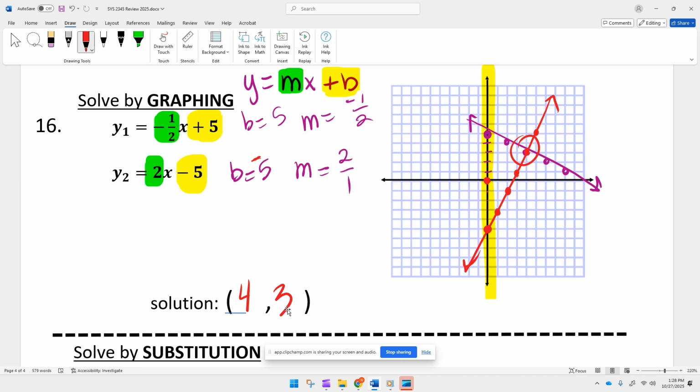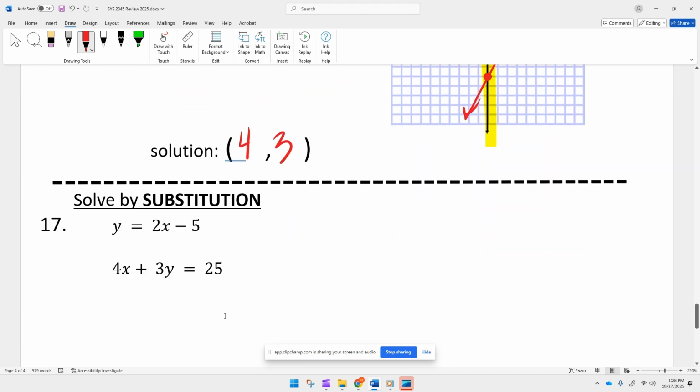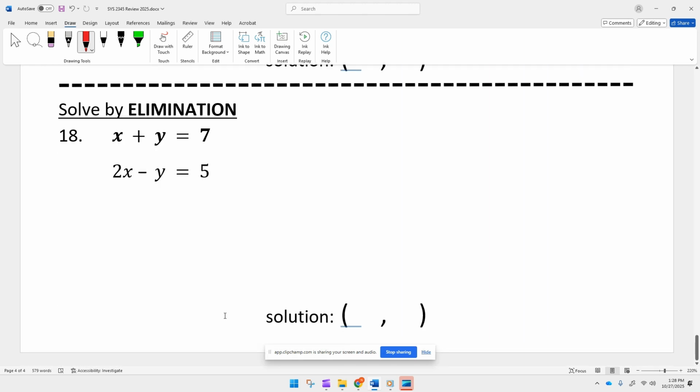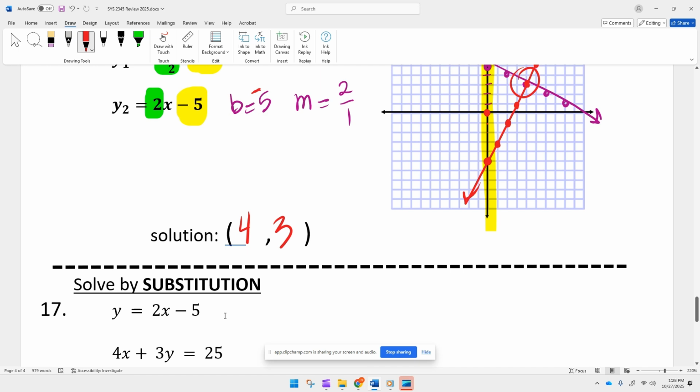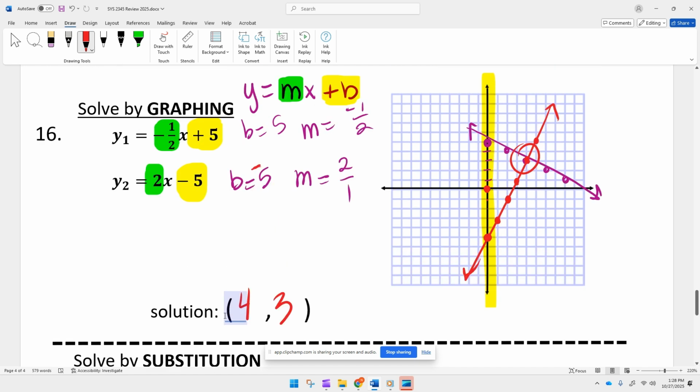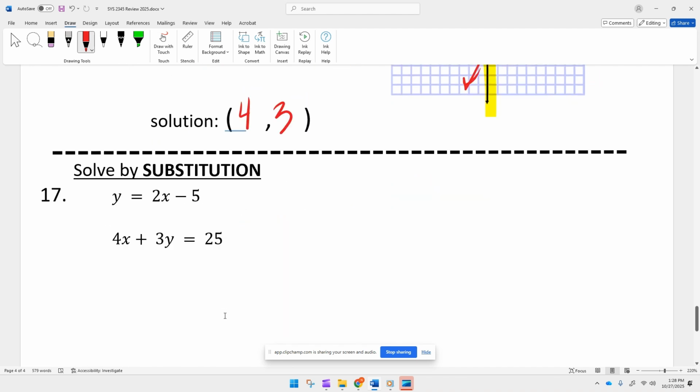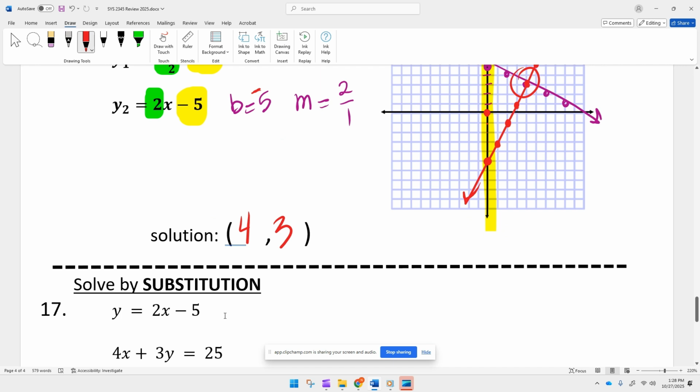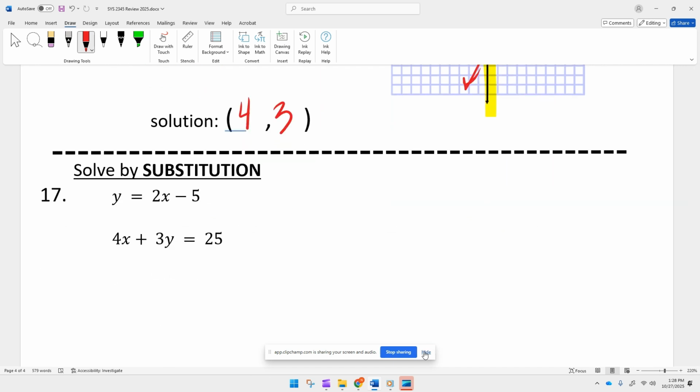All right. The rest of the questions, 17 and 18, I'm just going to give you a hint. 17 and 18 have the same answer as 16. So you just need to show your work to get to that answer. Does that make sense? All right, that includes the review guide.